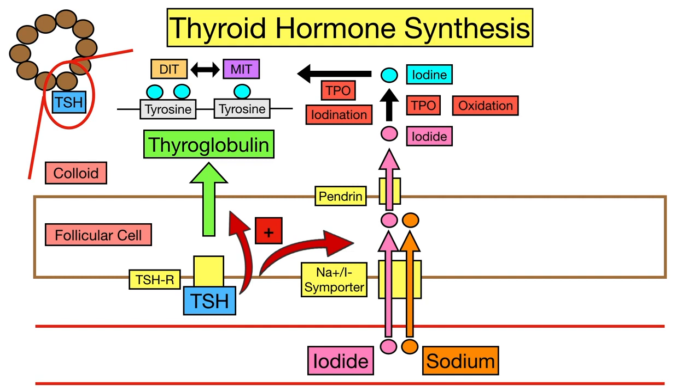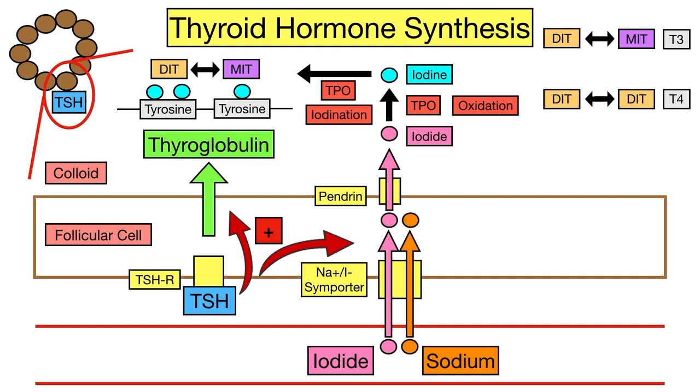Let's look at how this works. If we combine one DIT, which has two iodine, with one MIT, which has one iodine, then we will have 2 plus 1, which equals 3 iodine. This will give us T3, also known as triiodothyronine. If we combine two DITs, which each have 2 iodine, then we will have 2 plus 2, which equals 4 iodine. This will give us T4, also known as thyroxine or tetraiodothyronine. The process of combining MIT and DIT molecules to form T3 and T4 is known as coupling.